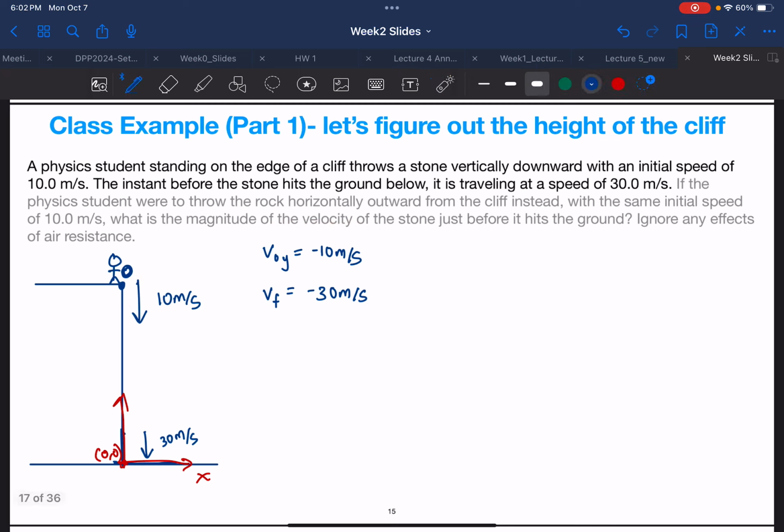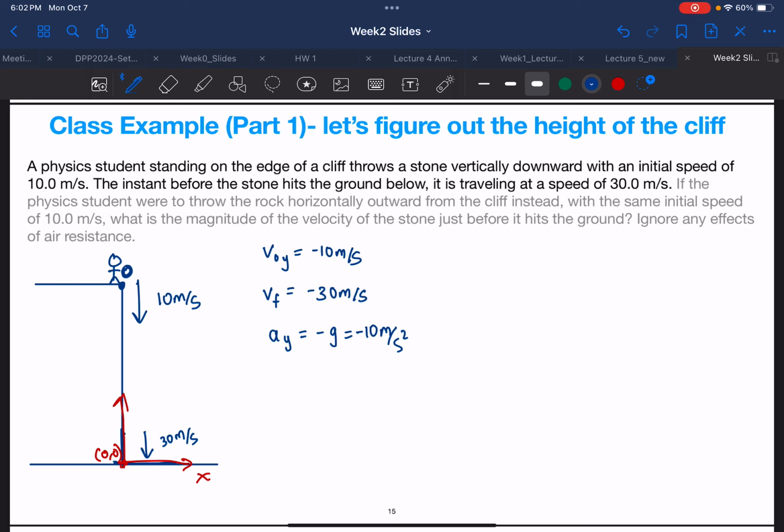Now, if I know initial velocity and final velocity, I also know acceleration due to gravity in the y direction is just minus g, or negative 10 meters per second squared. By the way, we are going to use negative 10 in this problem rather than 9.8. It's not stated, but I've made that choice.